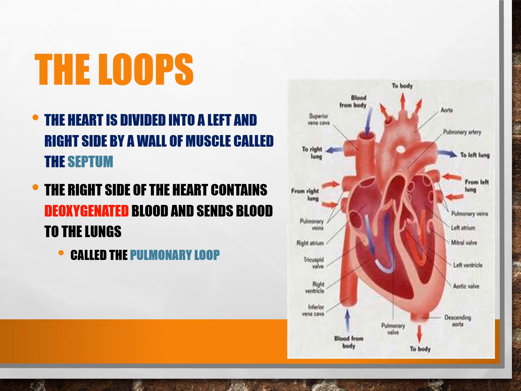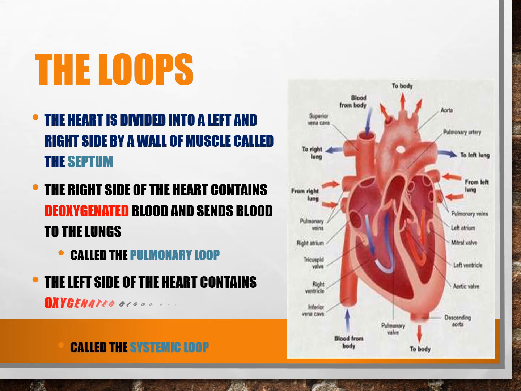So in the case of what we call the pulmonary loop, anytime you see pulmonary, that's referring to your lungs. So the pulmonary loop is done by the right side of your heart. It's going to take deoxygenated blood and send it to the lungs where it gets oxygenated, and then it's going to come back. Now, when it comes back, it's not going to come back to the right side of the heart because the right side of the heart only carries deoxygenated blood. When it comes back, it's going to go to the left side of the heart. The left side of your heart contains oxygenated blood, and its job is to pump that blood to your body. And this is what we call the systemic loop because it's pumping it to the different systems.